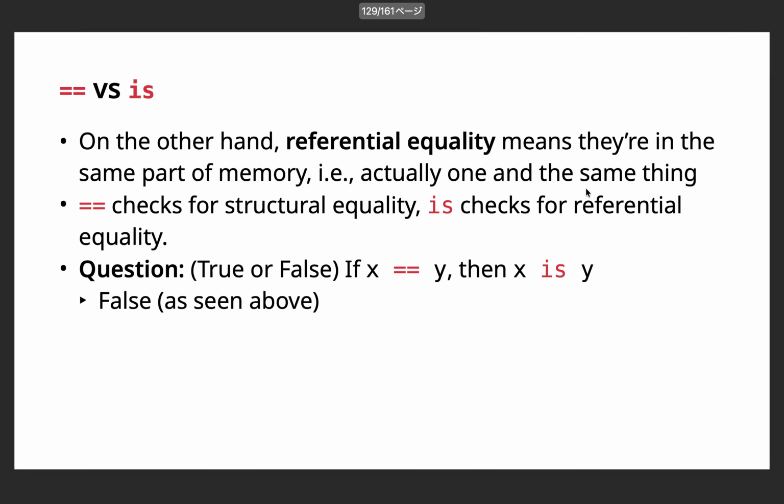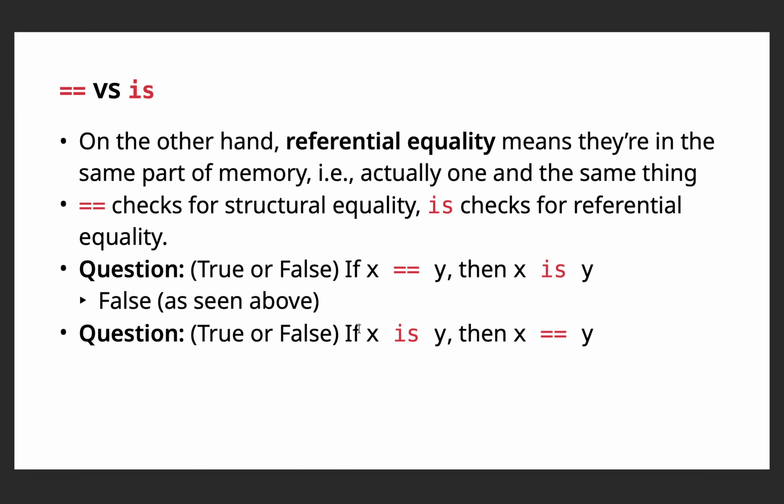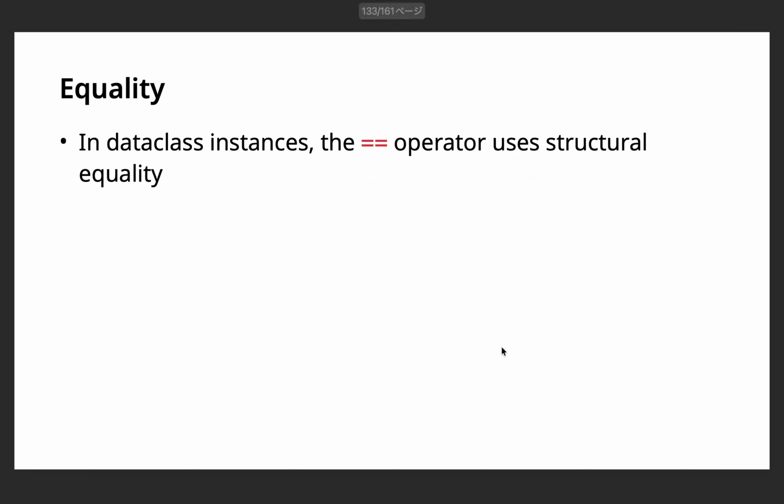Okay, so try to think about these questions here. So if two things are structurally equal, then are they referentially equal? As we've seen from the previous examples, this is actually false. So what about the opposite? If they are referentially equal, are they structurally equal? So well, this is true, and most of the time. The special cases here are something that you don't have to worry about yet in CS11. But yeah, most of the time, if they are referentially equal, then yeah, they are structurally equal.